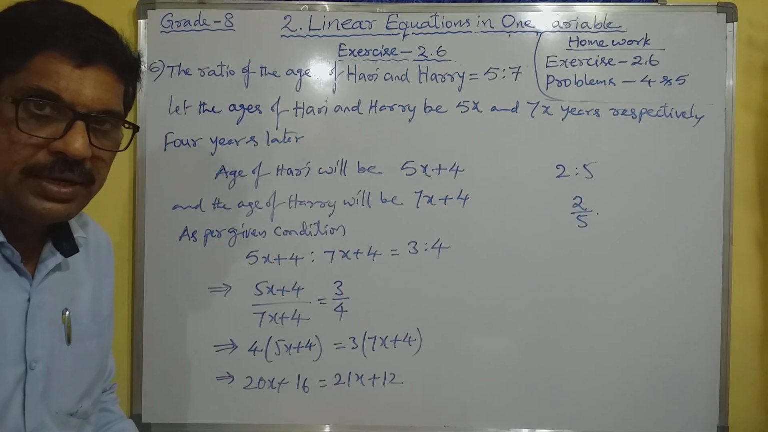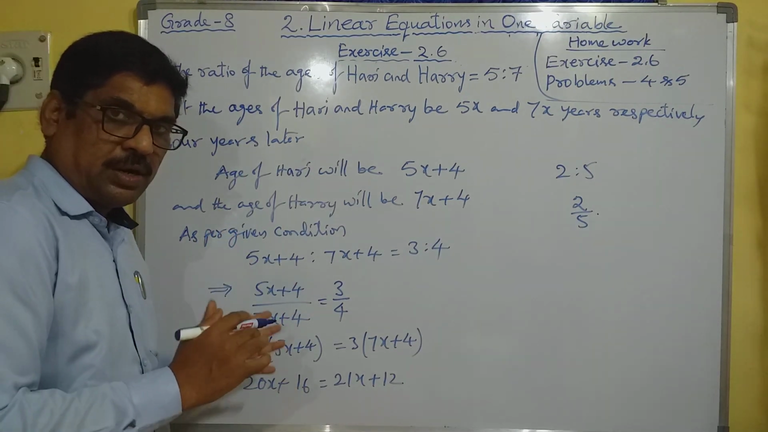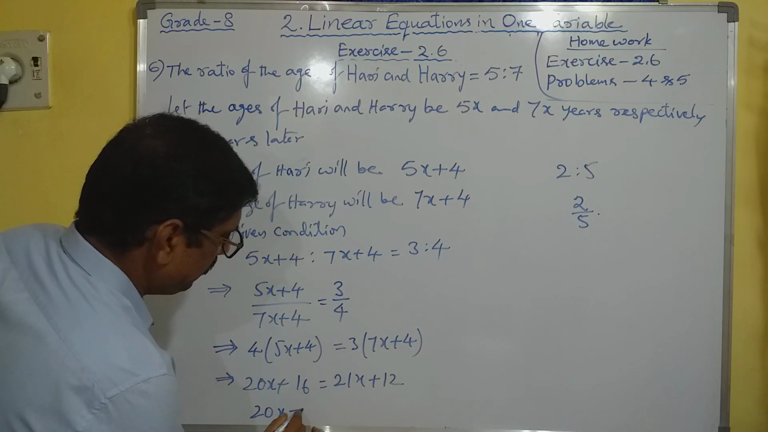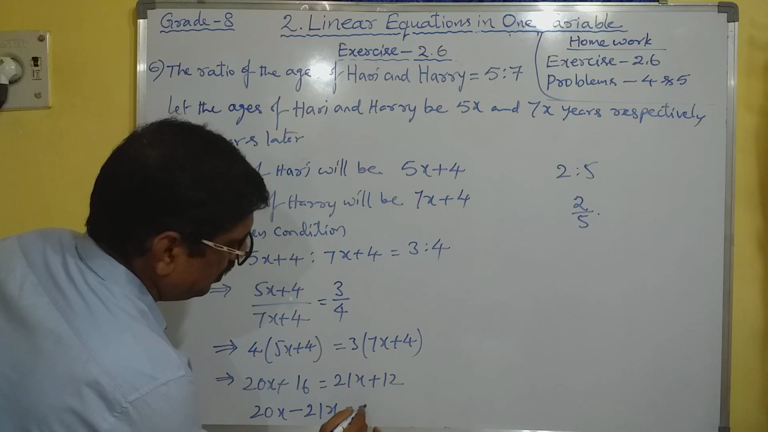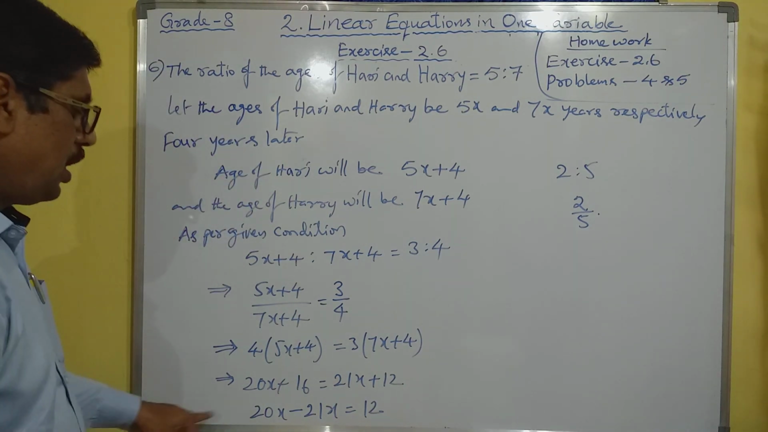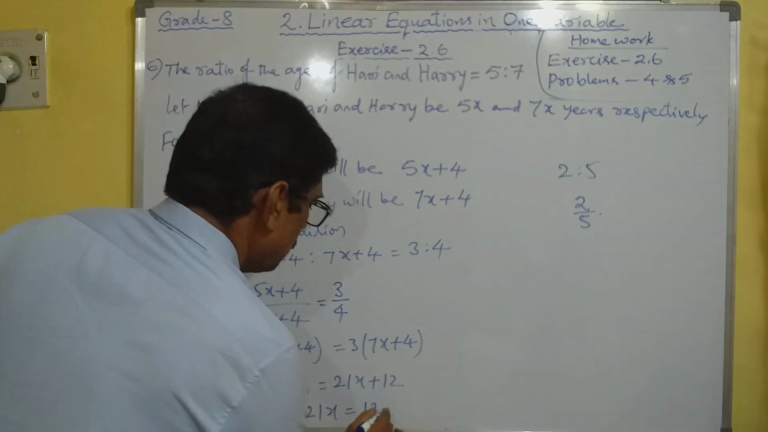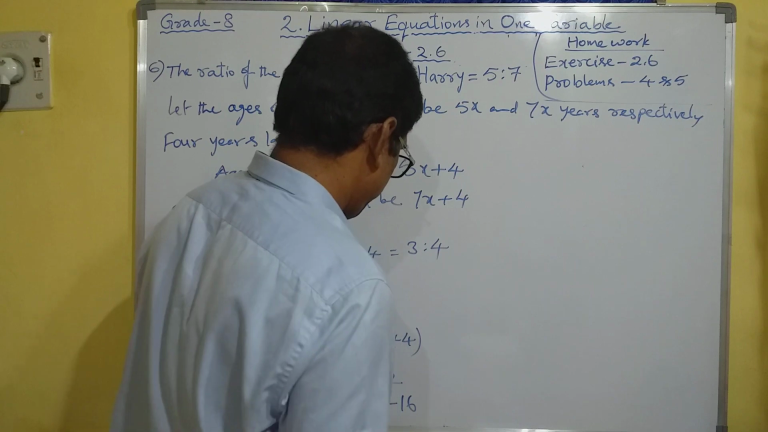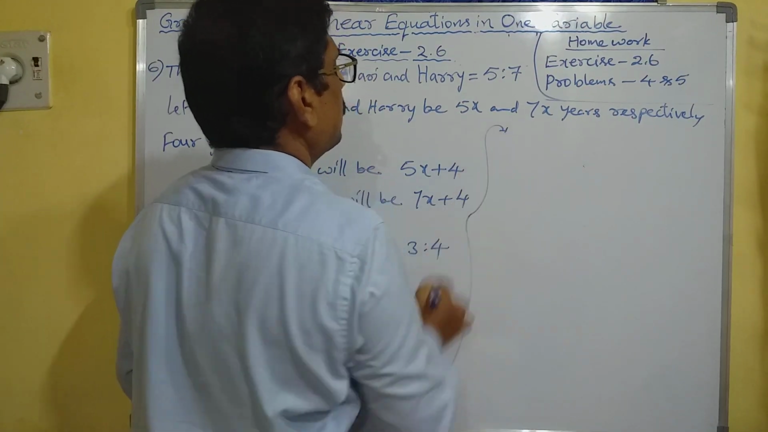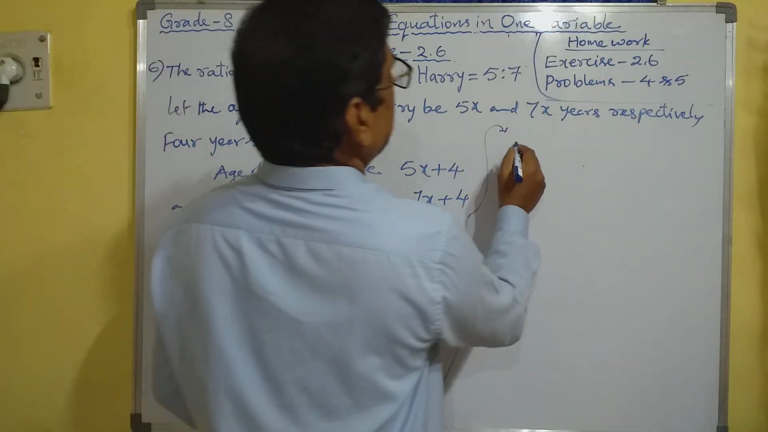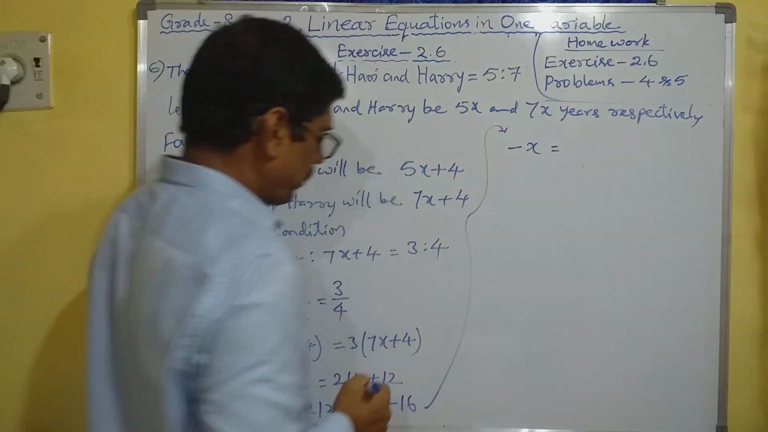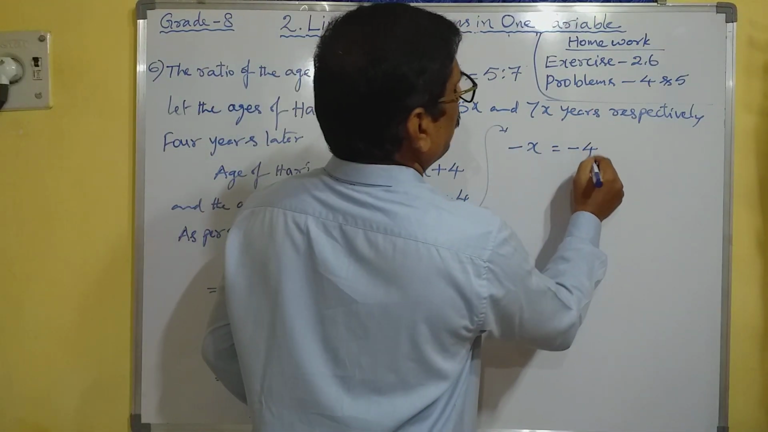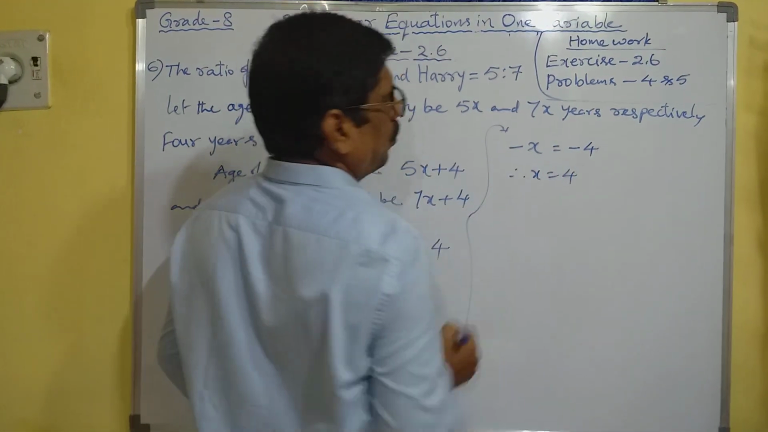Now let us separate the terms with variables on one side and constants on the other side. So we can shift 20x to the RHS, 21x is there, here 12, and we can shift 16 to the LHS. Then we get 20x minus 21x is minus 1x, means minus x. 12 minus 16 can be written as minus 4. Therefore, x is equal to 4.